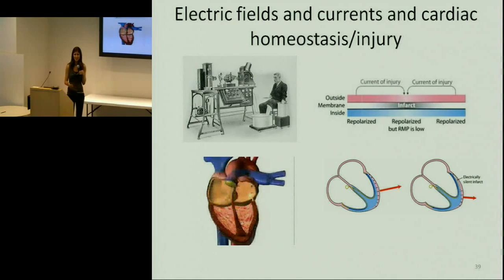What's interesting is that the salt water that's inside your cells has completely different concentrations of ions than what's outside the cells. So anyone know how lethal injection works? Potassium.